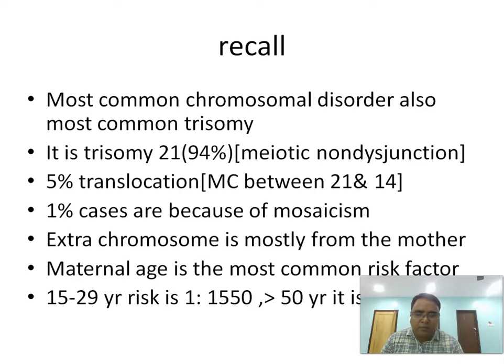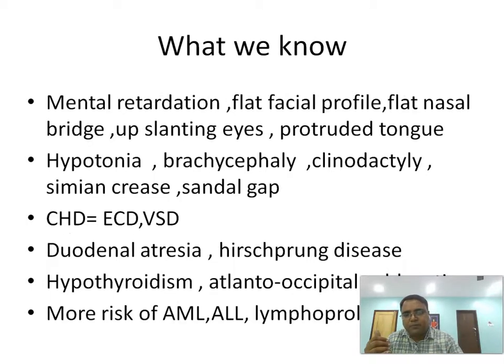This is one important MCQ you have to remember. The extra chromosome is mostly from the mother, and maternal age is the most common risk factor. As the maternal age increases, there is more chance of having a Down baby. Usual risk between 15 to 29 years is 1:1550. But gradually, as the maternal age increases, the risk of having a Down baby also increases, and by the age of 50 years, the risk would be around 1:50.